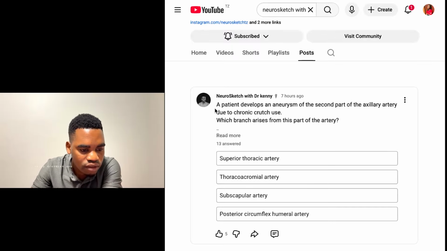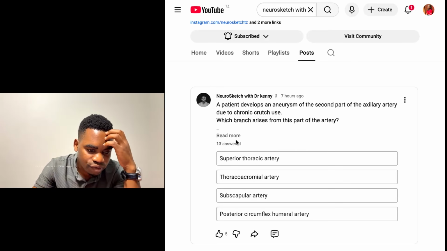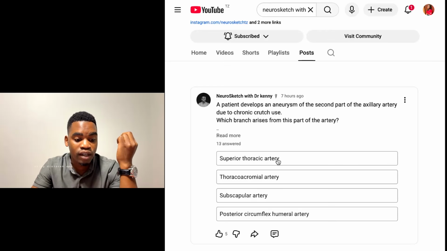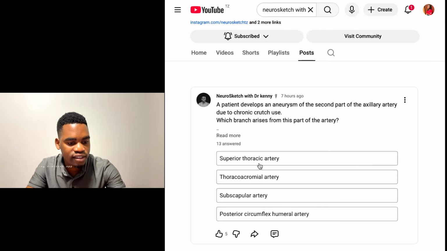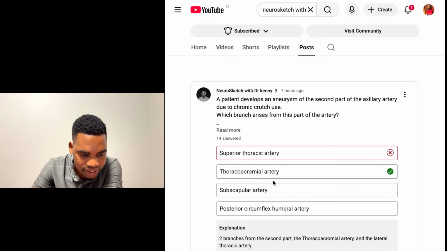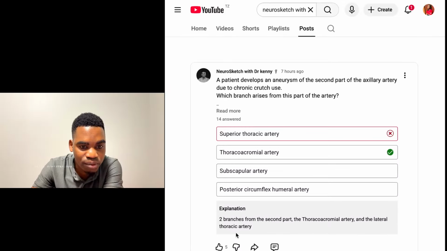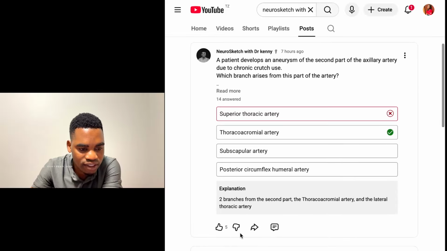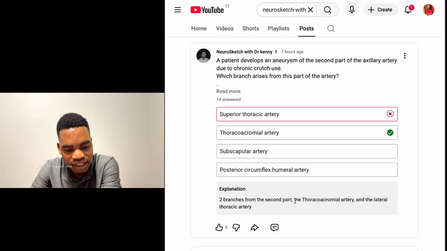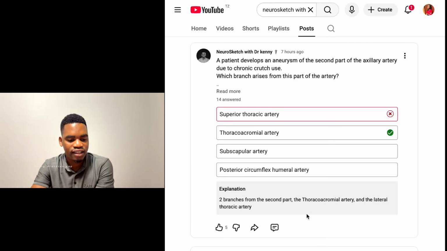For example, this question: a patient develops an aneurysm of the second part of the axillary artery due to chronic crutch use. Which branch arises from this part of the artery? Let me try to put A and see if I've got it right or wrong. So A is wrong, and the correct answer is B, the thoracoacromial artery. And below here we get the explanation, the feedback for why A wasn't the answer and B was. So the explanation: two branches arise from the second part, the thoracoacromial artery and the lateral thoracic artery.